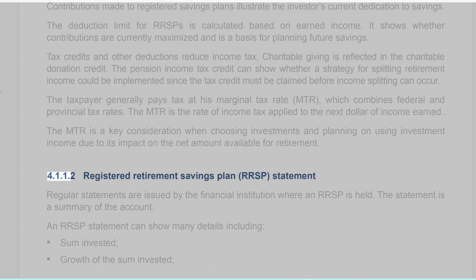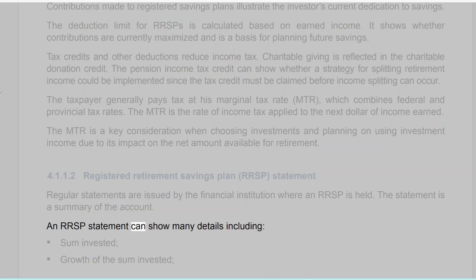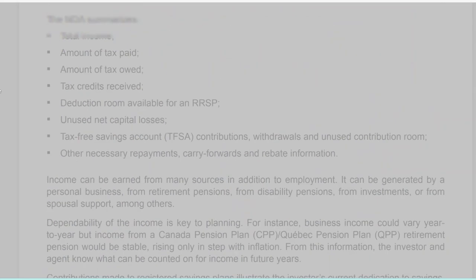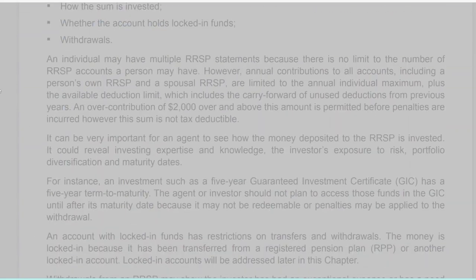For Registered Retirement Savings Plan, RRSP, statements, regular statements are issued by the financial institution where an RRSP is held. The statement is a summary of the account. An RRSP statement can show many details including the sum invested, the growth of the sum invested, how the sum is invested, and whether the account holds locked-in funds.